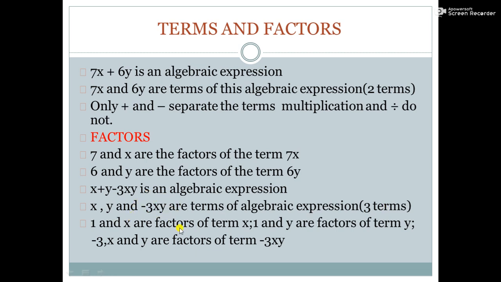Then considering the factors of these terms. Here x is a term. What are the factors of x? x alone we are writing, so we can consider 1 as a factor. 1 and x are the factors of the term x. Similarly, 1 and y are the factors of the term y. But for the third term, a number with a sign is there before the variable. So, minus 3 and x and y are the factors of the term minus 3xy. That's all about terms and factors.